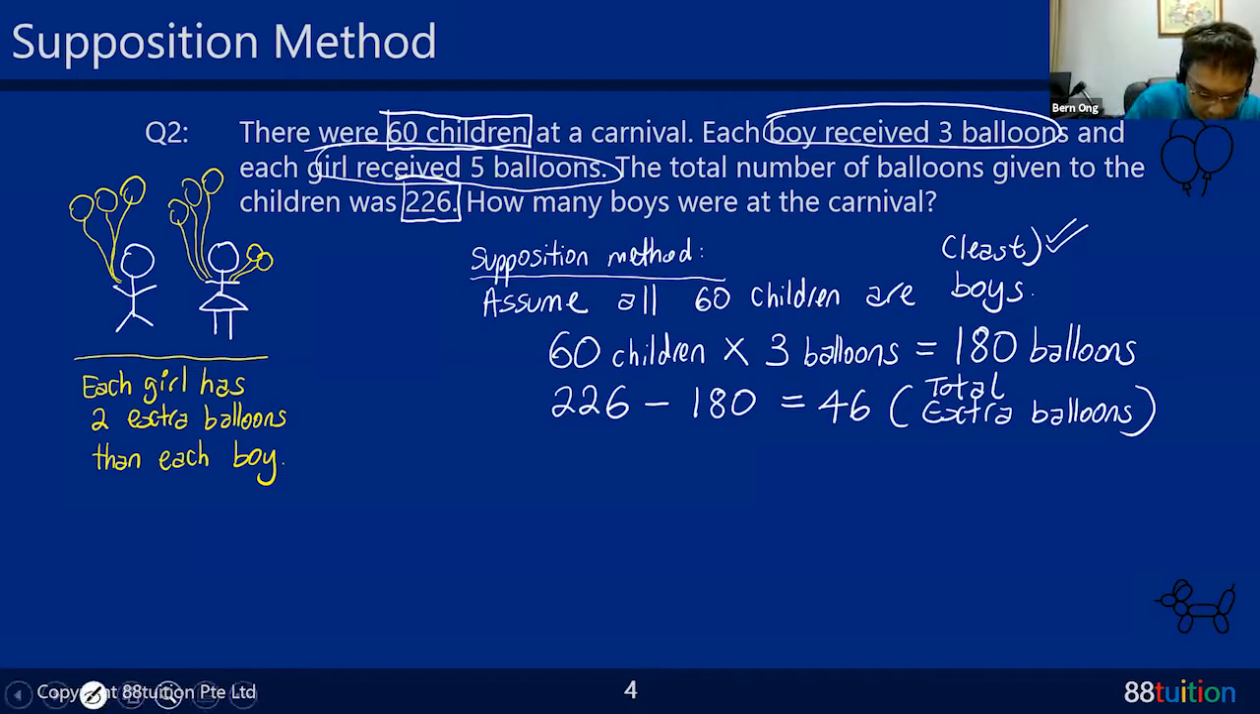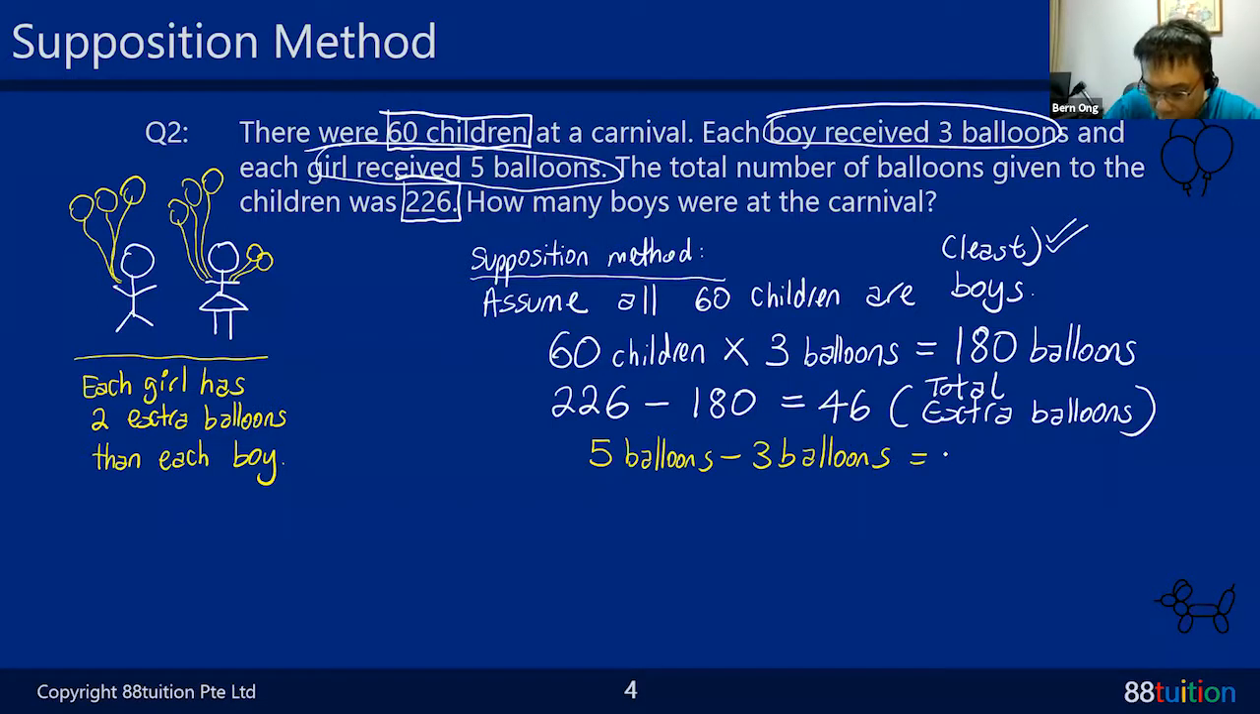So down here, I have to show another step. I have to take what? One girl got 5 balloons minus one boy only got 3 balloons. So this one is comparing one person. So there are these 2 extra balloons, and these 2 extra balloons are for who? It's for every girl. Can you see? So I call this each extra. So every girl got 2 extra balloons.